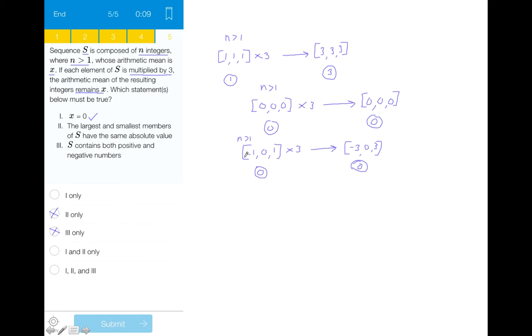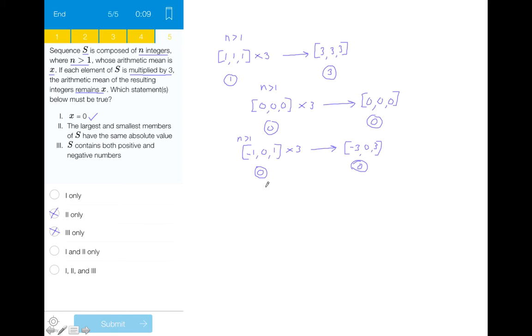The absolute value of minus 1 is equal to the absolute value of 1, which remains 1. And if we look over here after the one that's multiplied by 3, and we take the absolute value of minus 3 and compare it with the absolute value of 3, they are equivalent. And these two are also the smallest and the largest member of the sequence. So far it looks like it's true, but we should try and find an example that disproves it.